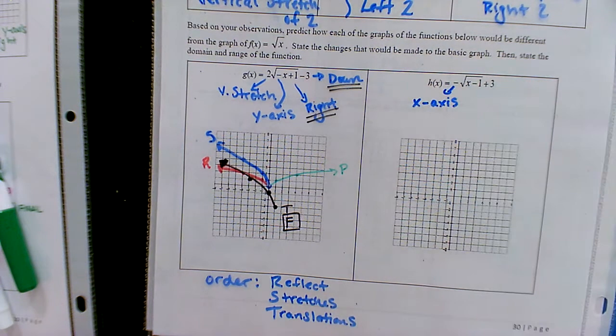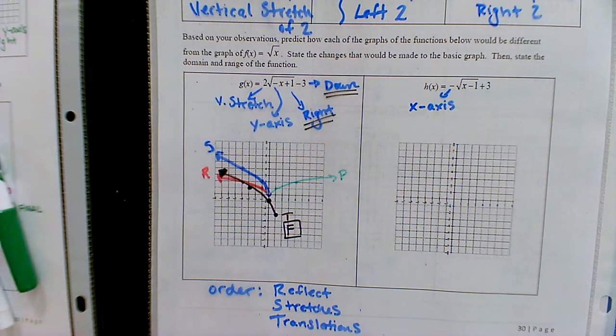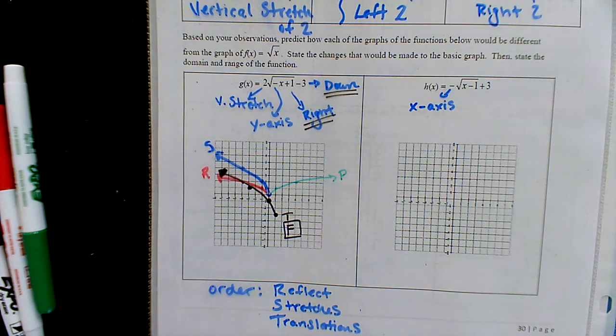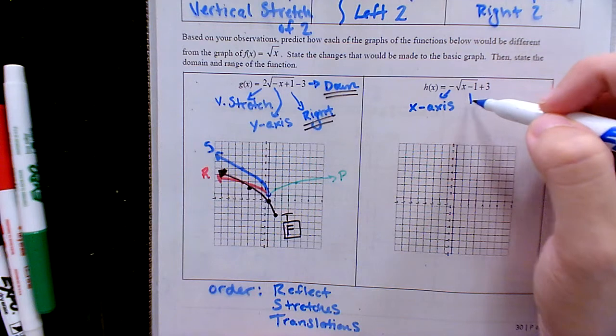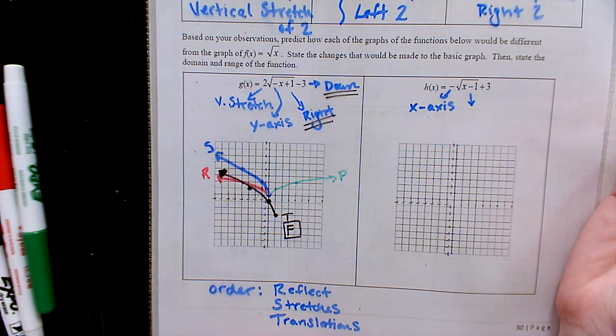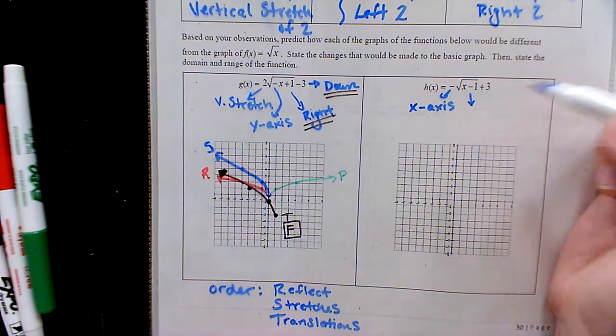All right, we have a reflection over the x-axis. Anything else? Minus 1 inside, plus 3 outside. What do you think, Marie? Did you say left one? It would move right one.